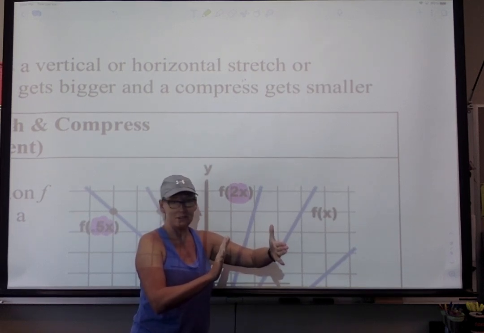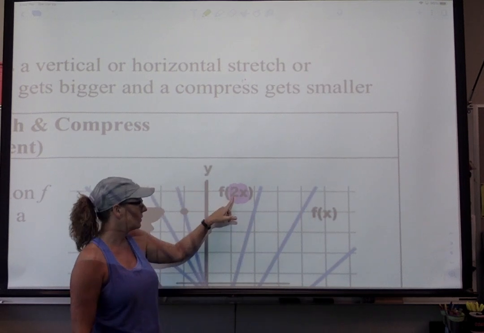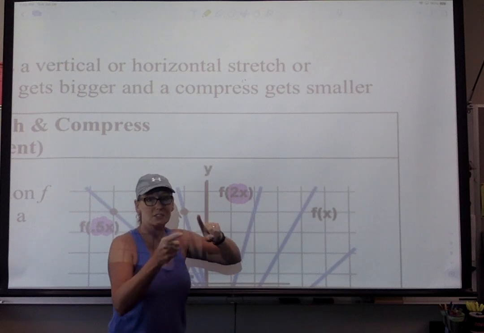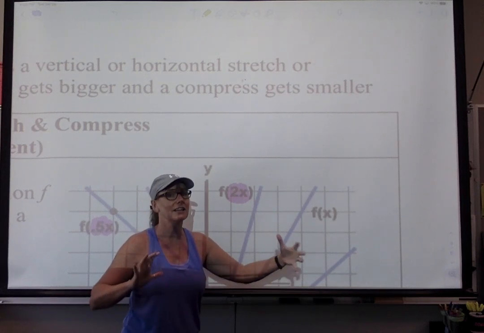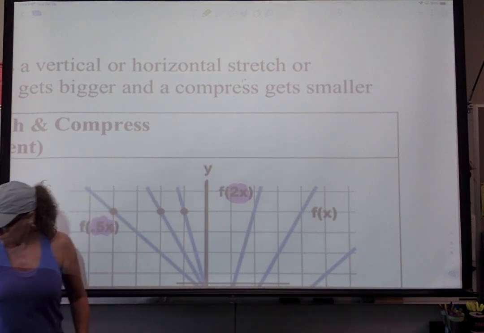Not what you would think. Everything horizontally is backwards from what you would think. So yep, there's a 2 in front of it. It looks like a horizontal stretch, but it's not. It's a horizontal compression, and the factor is 1/2.